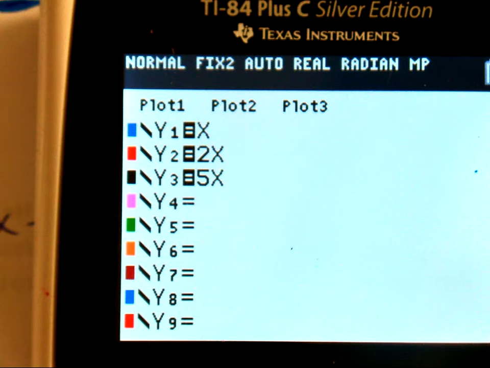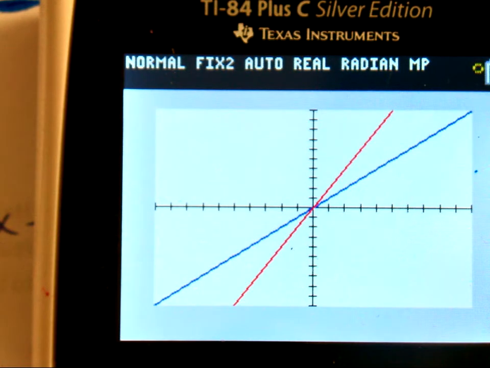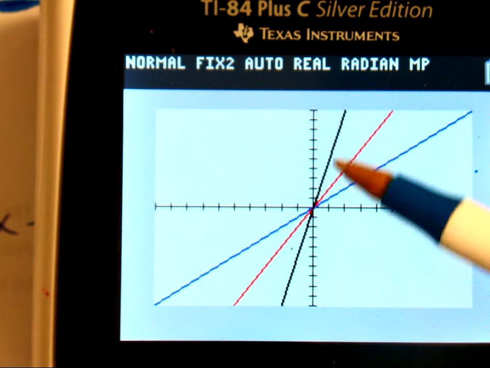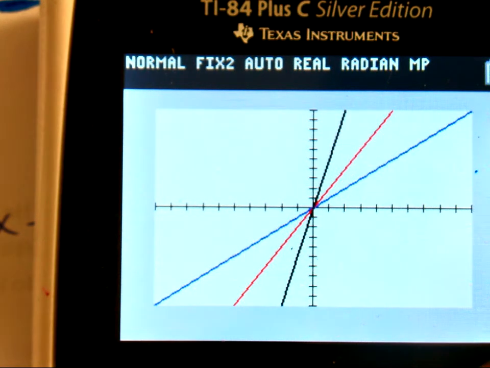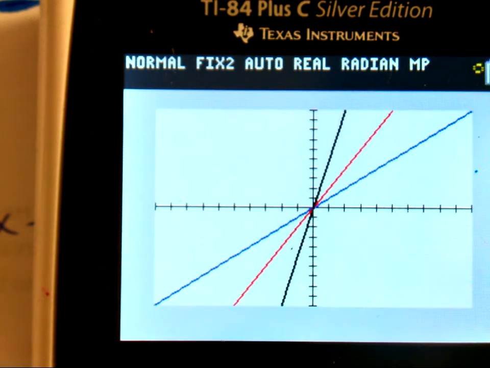Some of them start to get so steep they almost start to look vertical. But we know they're not, right? So I put in 5x. So this black line is 5x. See what 10x looks like. I could still go a little more, right? So do you understand that the number in front of the x is the slope, and the bigger you make it, the steeper it gets, okay?